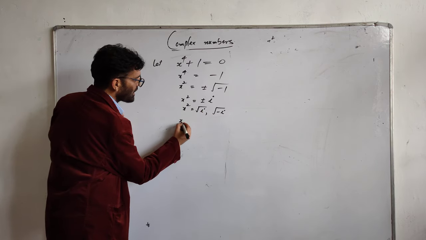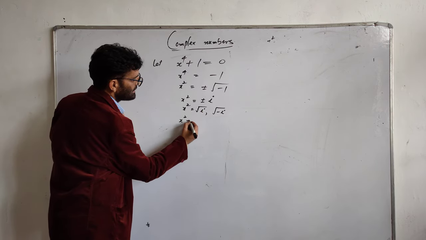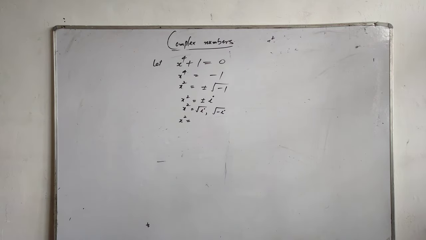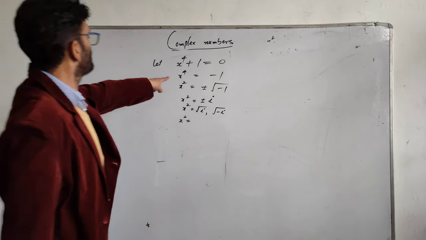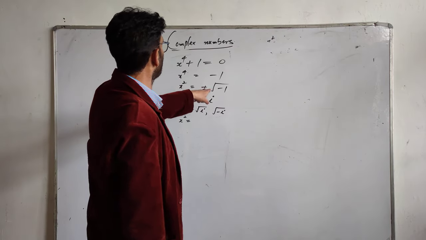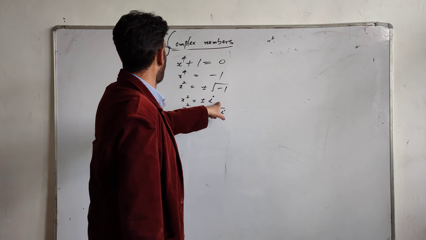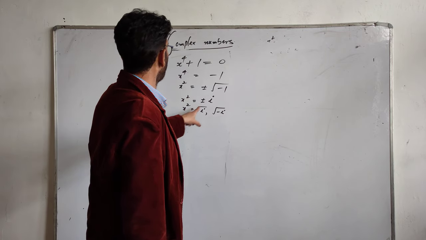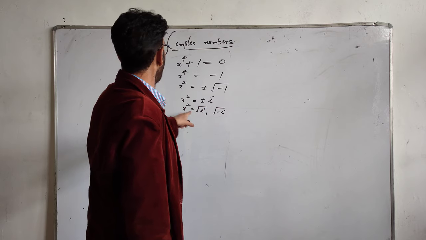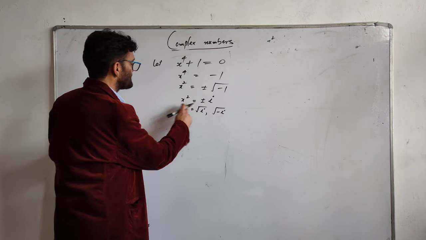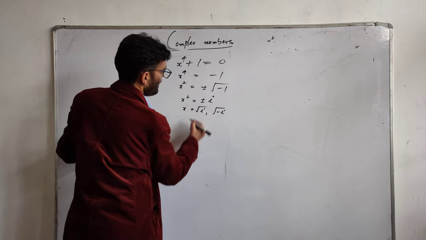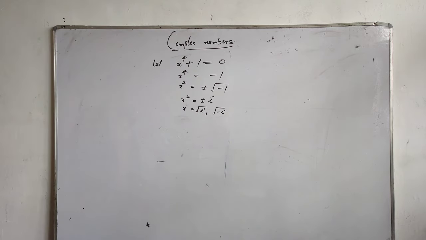That is, x square is equal to plus iota, x square is equal to minus iota. Taking the square root of minus 1 as iota, x is equal to plus iota, and x is equal to minus iota.